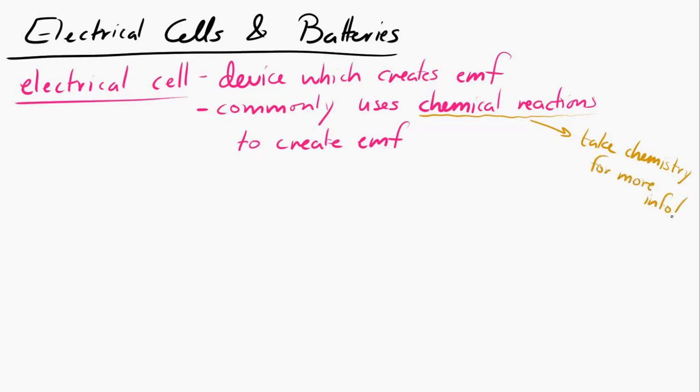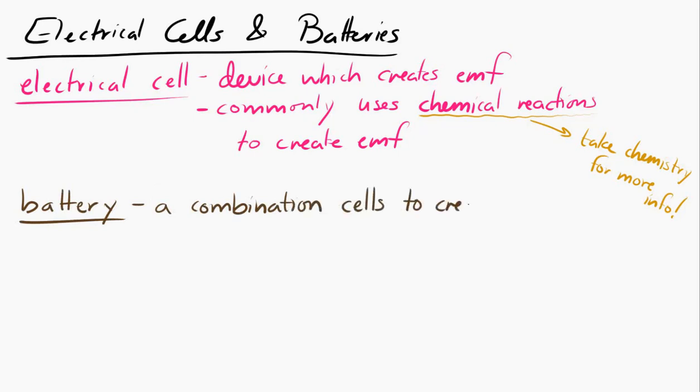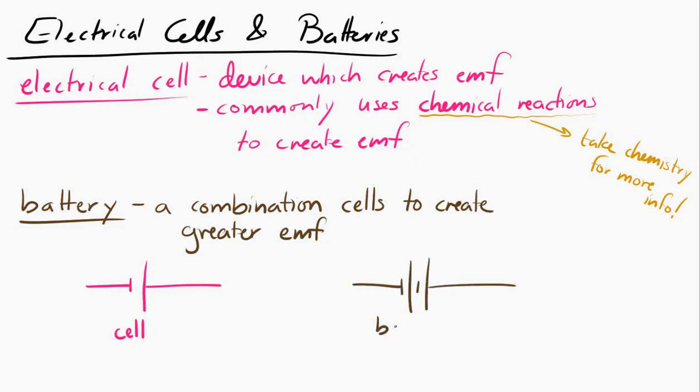If you take a bunch of electrical cells and combine them to create a greater EMF, that's what a battery is. A battery is a combination of electrical cells, and that is reflected in the diagram of both of them. The electrical cell is drawn like this, and a battery is supposed to represent multiple cells together, so it's kind of like two little electrical cell symbols next to each other.